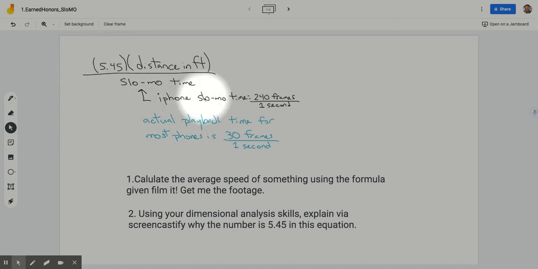If your phone is different than 240 frames per second or 30 frames per second, you need to email me, because I know how to derive this equation, so I can tell you what this number is actually going to be if you tell me these numbers, if they are different. So look those up and email me if they're different, and then you're going to upload that information to me. Good luck. Have fun with it.